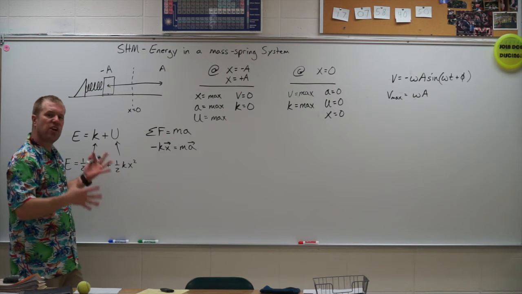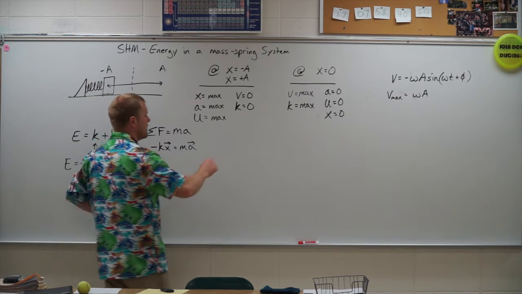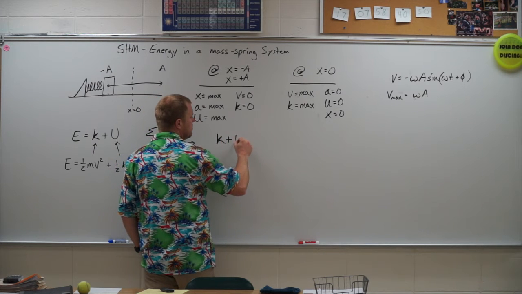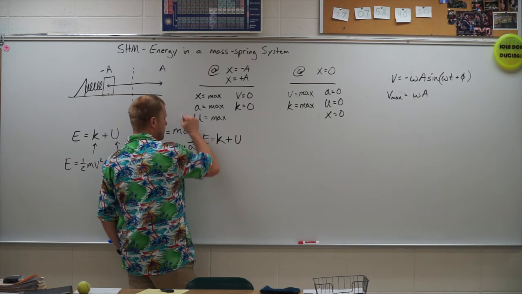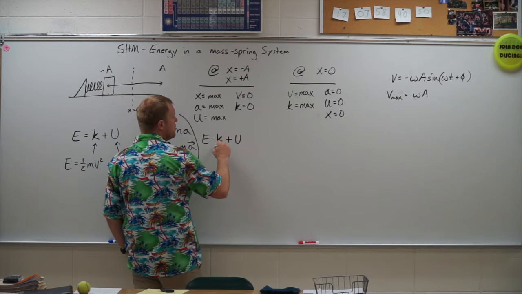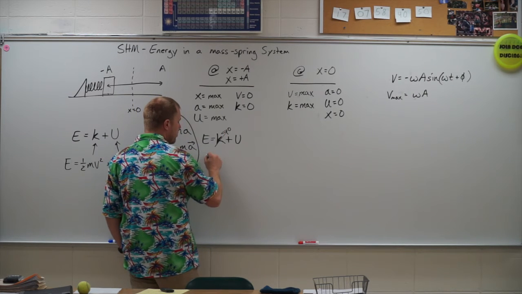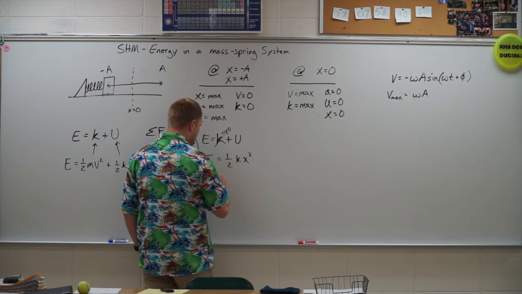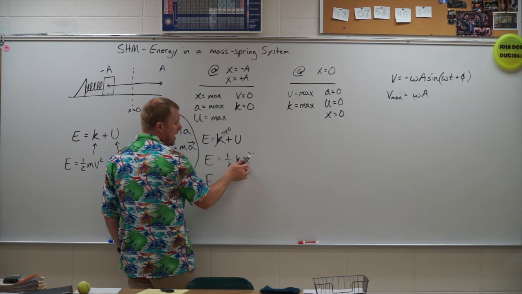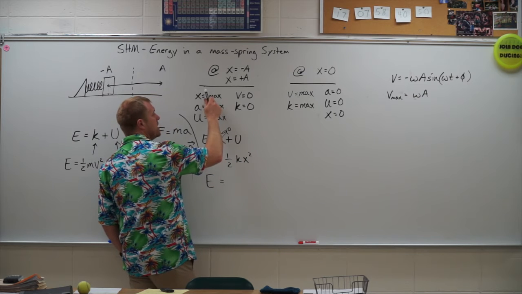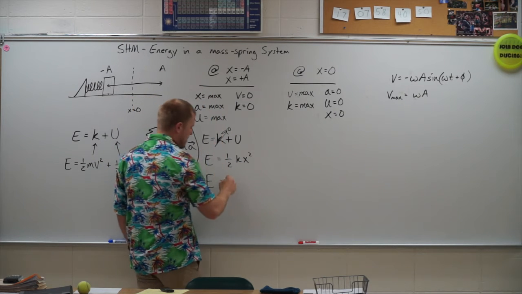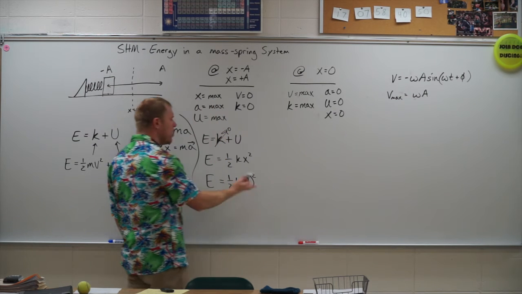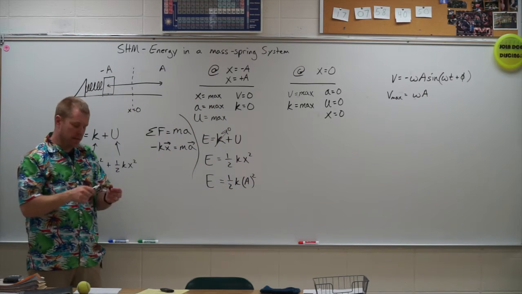So let's figure out the total energy at each of these points. The total energy at this point, kinetic energy plus potential energy, is just equal to the total amount of potential energy, so 1/2 kx squared. The x here is a maximum, which we call A. So I have 1/2 kA squared. This is the total energy in a spring system.